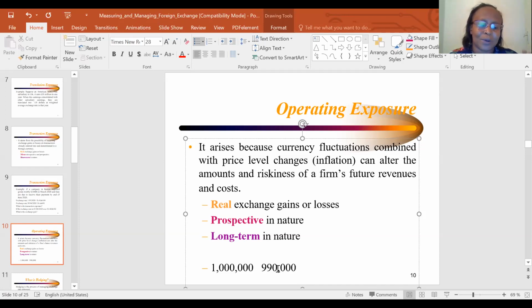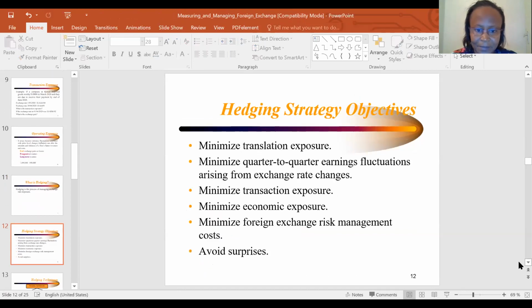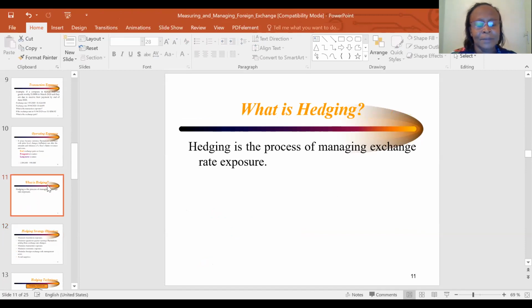So operating exposure is all about inflows and outflows being affected because you use the current rate to project, but the rates are likely to change. So that is what we call operating exposure. It can be a cash flow exposure. Other books will call it economic exposure.